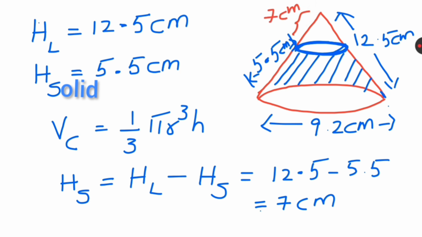Now we know the larger cone height, smaller cone height and solid height. And they also gave the diameter of the base, which is 9.2. The diameter is 2 times the radius, so from that we can get the radius: 9.2 divided by 2, which gives 4.6 centimeters. So from the given information we got this.